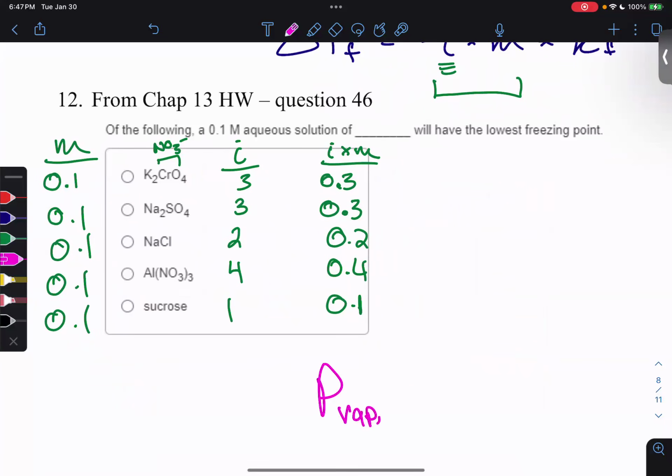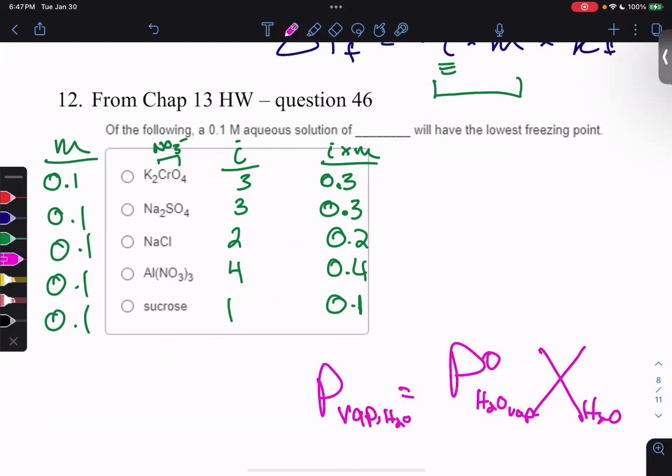Vapor pressure for a mixture, let's say of water, is equal to water in its pure phase times the mole fraction of water. When will this value be the highest? When X is 1, when mole fraction is 1. But as soon as we start adding junk to water, mole fraction of water goes down. So lowest vapor pressure of these aqueous solutions is going to be the one with the most particles.